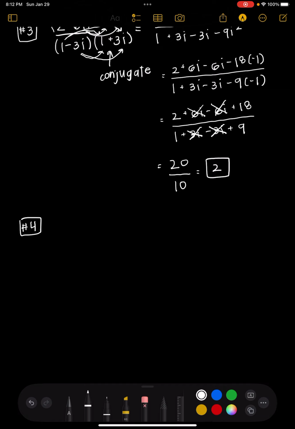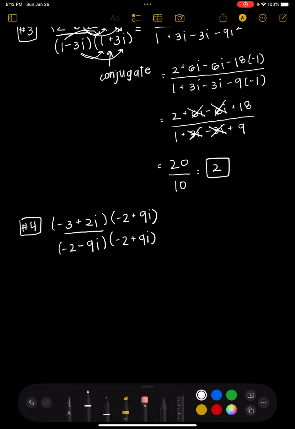The last example is negative 3 plus 2i over negative 2 minus 9i. Okay, so once again, we're going to multiply by the conjugate, which is when we flip-flop that sign on the imaginary portion, which would be negative 2 plus 9i. Notice that I only flip the sign on the bottom part and then multiply that by both the top and the bottom. That is what you're supposed to do.